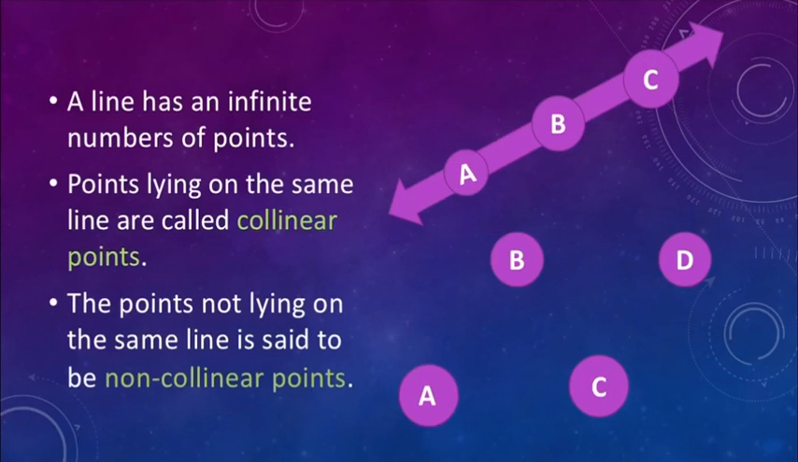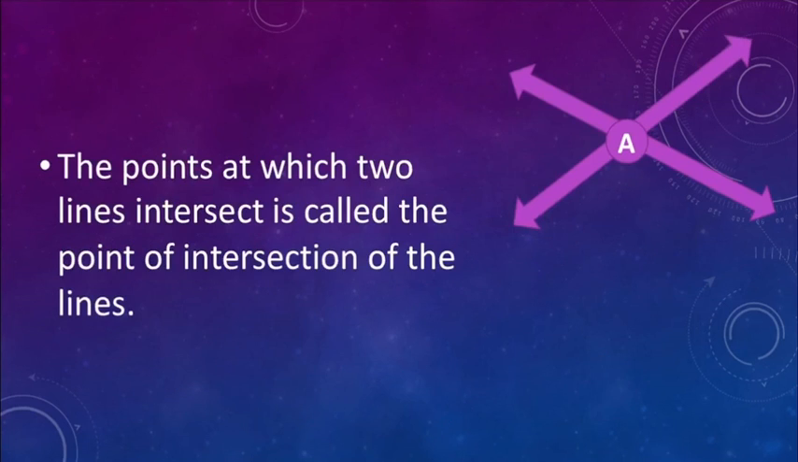And the other points you can see, A, B, C and D, which are located on different positions, such points are known as non-collinear points. When 2 lines intersect at a point, then that point is known as the point of intersection.